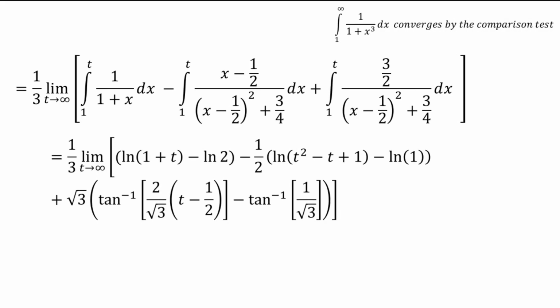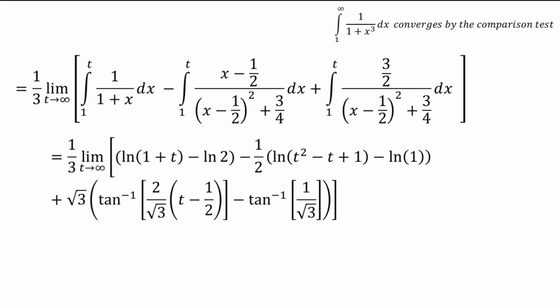This gives me the following mess. So now my original integral is going to be 1/3 times the limit as t approaches infinity of the natural log of 1 plus t, minus the natural log of 2, minus 1/2 times the natural log of t squared minus t plus 1, minus the natural log of 1 plus the square root of 3 times arctan of 2 over root 3 times t minus 1/2, minus the arctan of 1 over root 3.